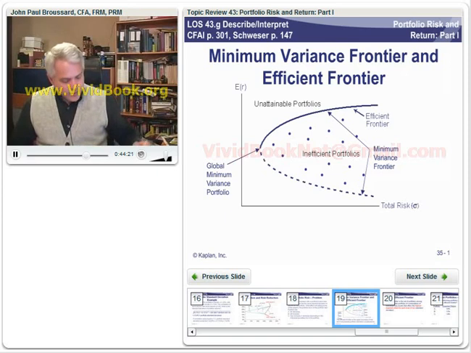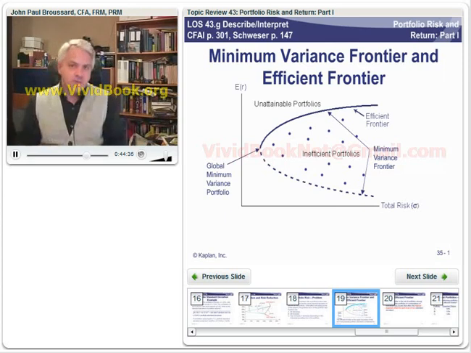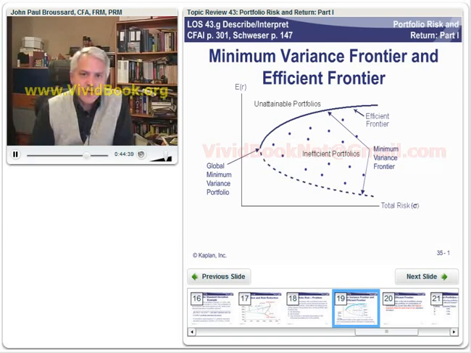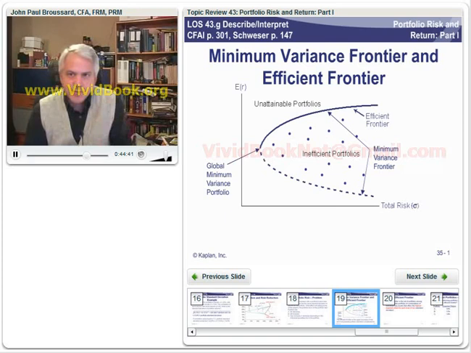What we're going to do now is stay in that same mode of what would happen if we were to do a bunch of calculations on a bunch of different weightings on a bunch of different assets. What kind of graph would we get? Well, what we're going to see here, I want you to remember a couple of things.